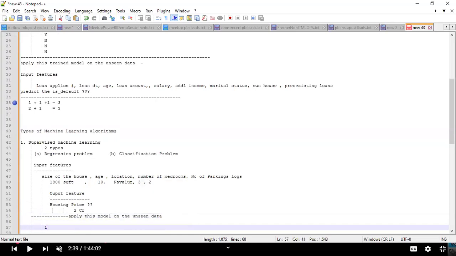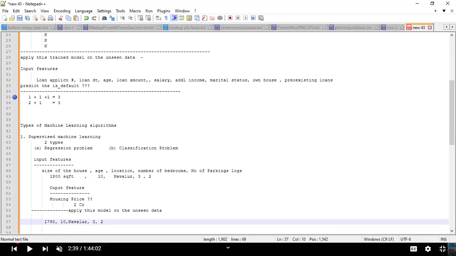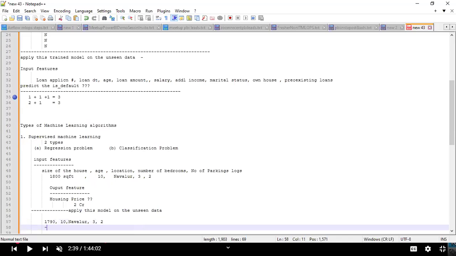See, if somebody comes back with 1,790 square feet, and age of the house is 10, Navalur, same location, and a 3-bedroom and two parking lots, right? If somebody asks you, hey, you are a data scientist, can you tell me for this specification, what is the expected housing price? What you do is you show this data to your model. The model will tell you the predicted housing price. Hey, it's somewhat close, approximately 2 crore. Somewhere close to 2 crore it will give you.